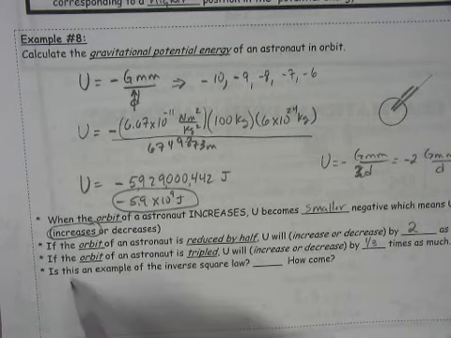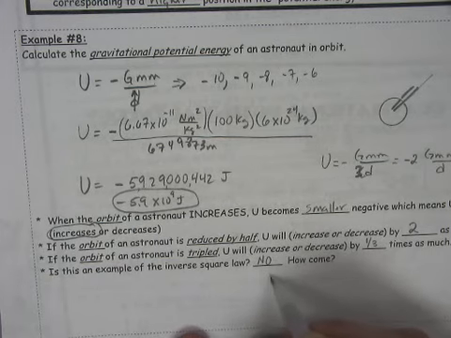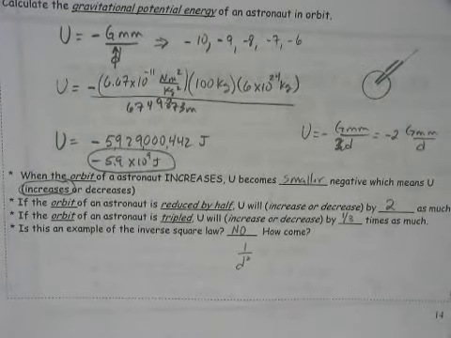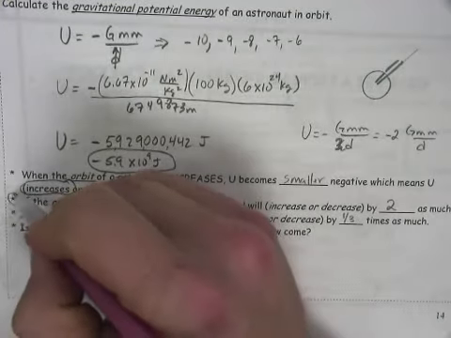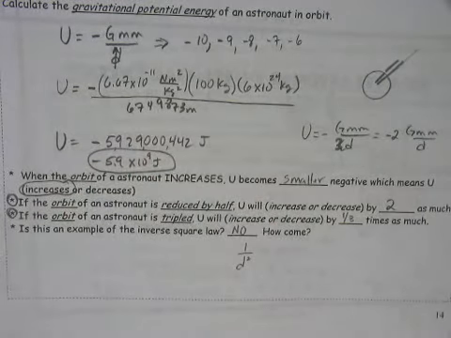And then the last question, is this an example of the inverse square law? And the answer is no. And the reason is, to have the inverse square law, I've got to have d squared in the denominator. And now that I'm thinking back on this, I have a feeling I may have made a mistake on these two bullet points. I will circle those, and when we come back from break, we'll sharpen those up, make sure I don't have mistakes. We'll use that as a review when we come back next Tuesday.